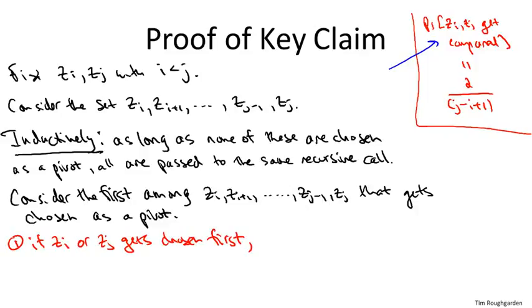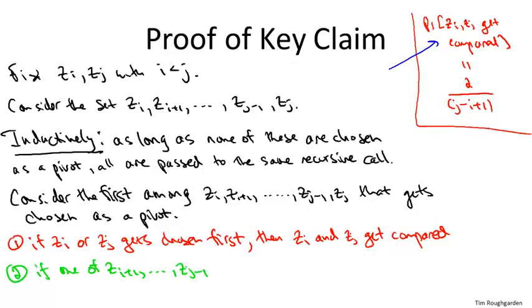If, on the other hand, the first of these j minus i plus 1 elements to be chosen as a pivot is not zi or zj, if instead it comes from the set zi plus 1 up to zj minus 1, then the opposite is true. Then zi and zj are not compared now, nor will they ever be compared in the future. So why is that? Well, that requires two observations. First, recall that when you choose a pivot and you partition an array, all of the comparisons involve the pivot. So two elements, neither of which is the pivot, do not get compared in a partition subroutine. So they don't get compared right now.